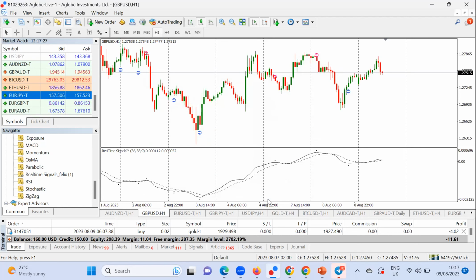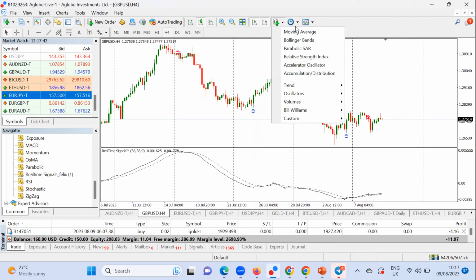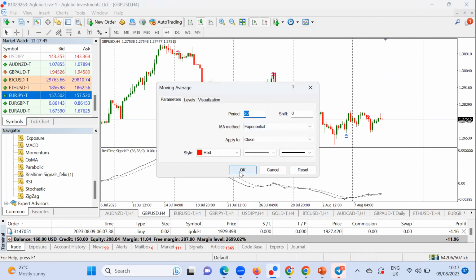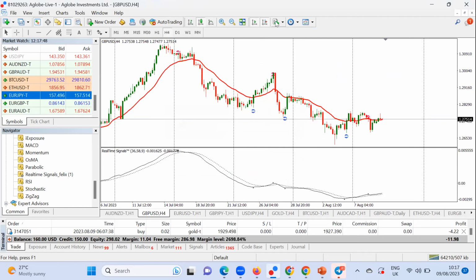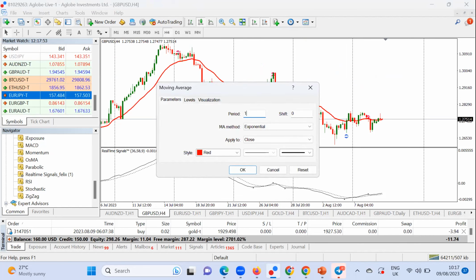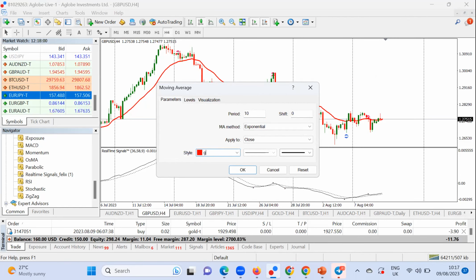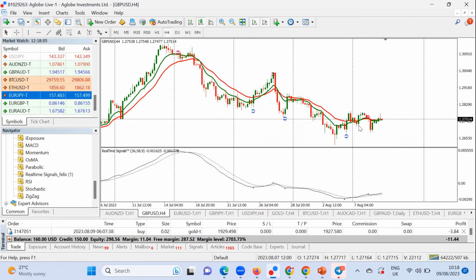GBP USD. What's this time? This is 4 hours. So let's look at GBP USD. Let's just add these guys. This is Mr. 20. So let's add Mr. 10. Okay, so I think we'll warm up to buy GBP USD. So let's warm up, everybody.